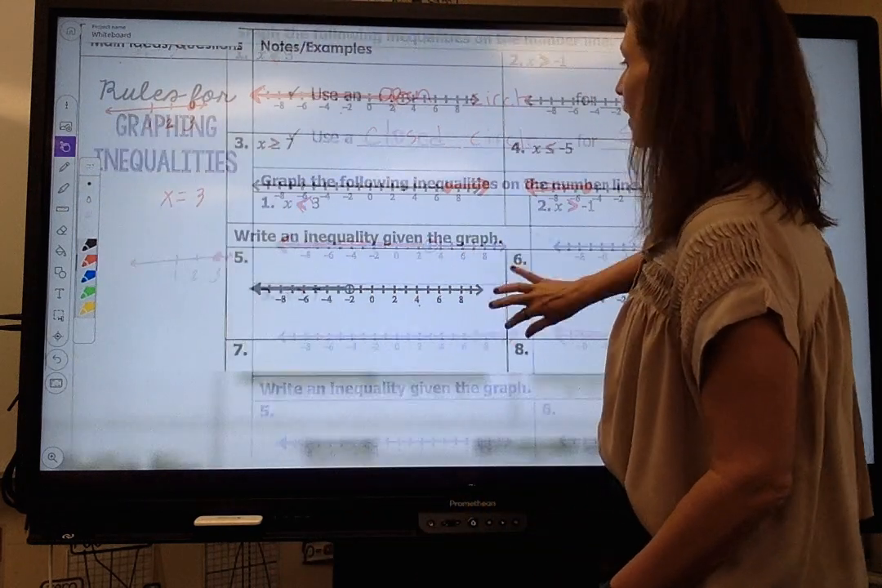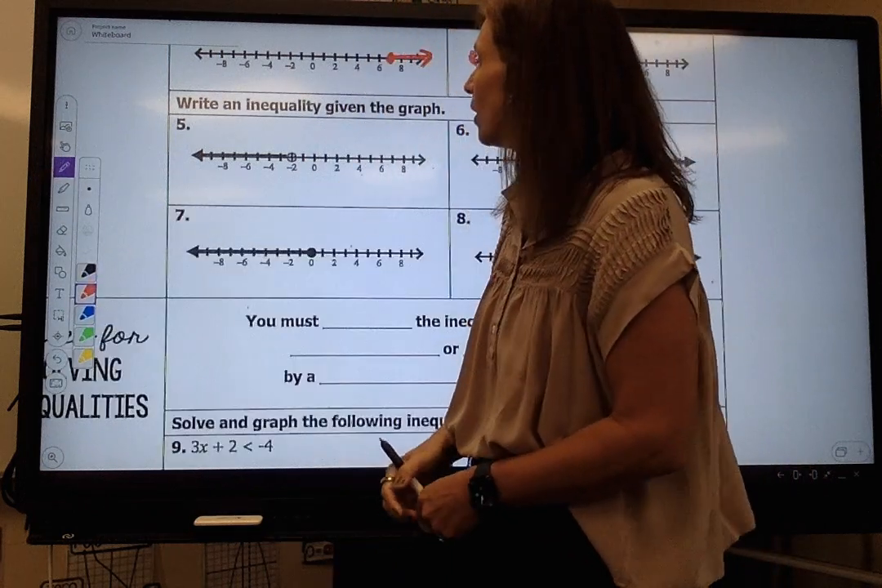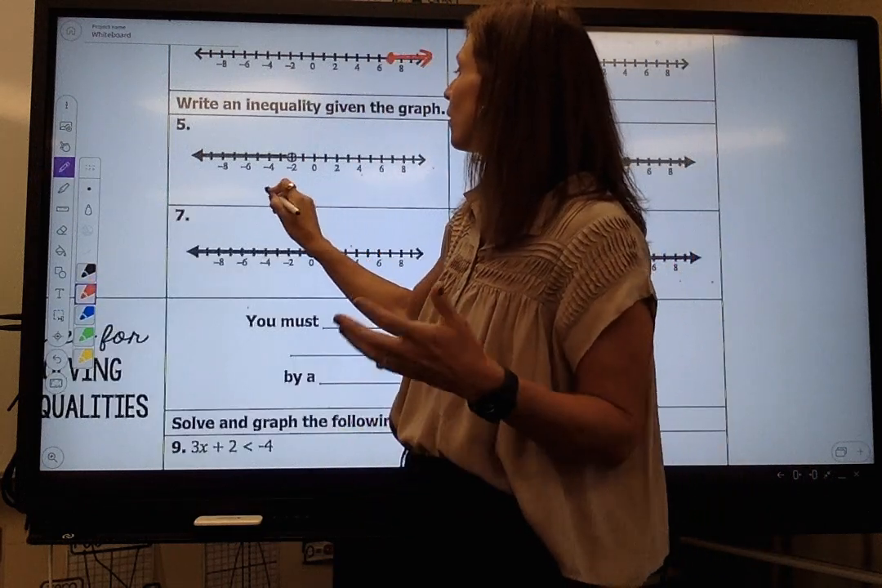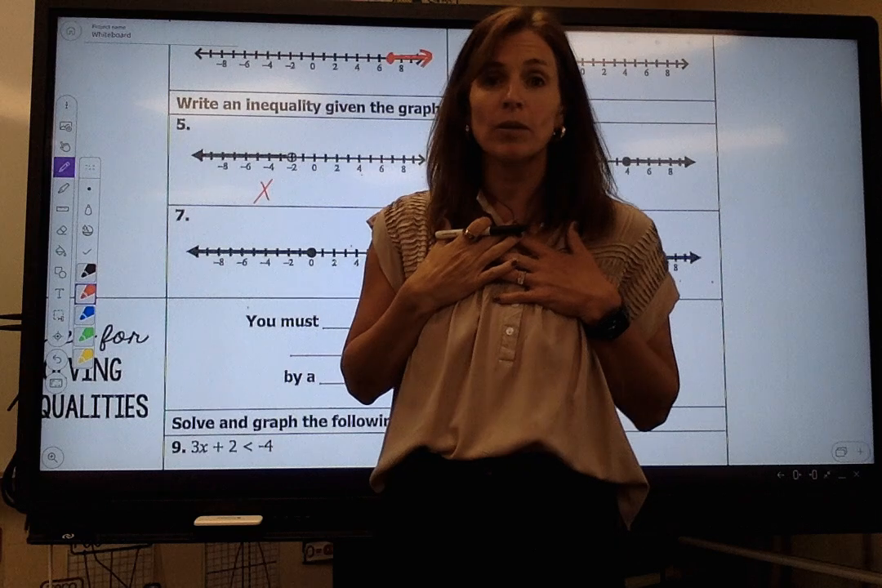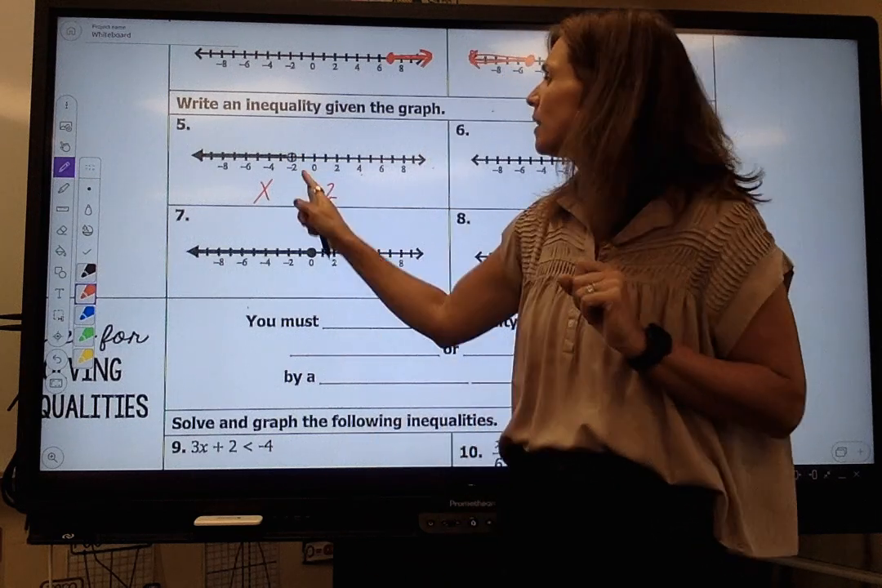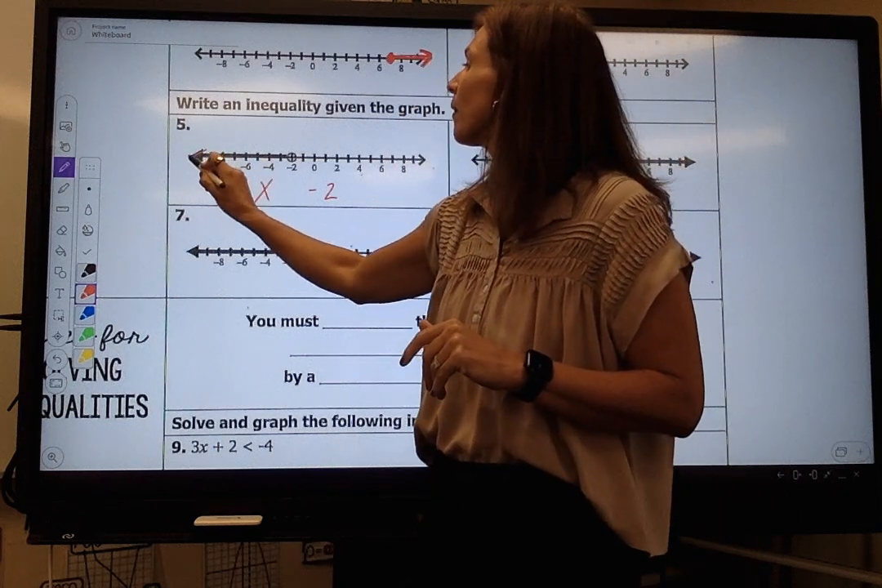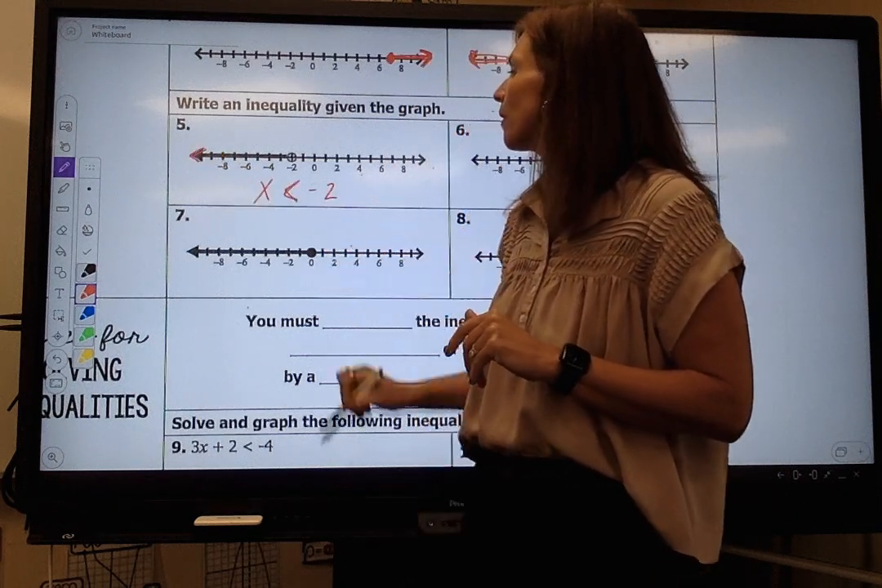Now, if I have to write the inequality given the graph, how do I do that? Well, I know we're dealing with the variable. I'm going to use x as my variable. And my target number here is -2. It's an open circle, so it's not equal to, and this arrow matches the direction of this arrow.